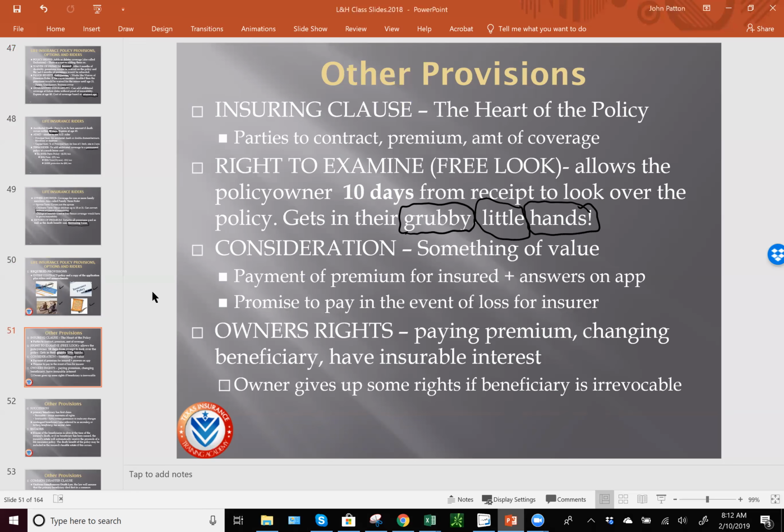Now, older people get a longer free look. There's a 30-day free look, and it will be specific to Medicare supplement policies and long-term care policies, which we talk about in a later video.